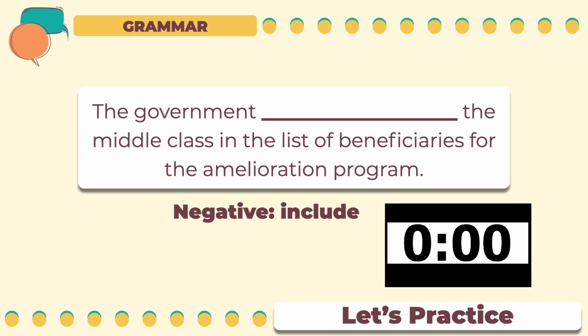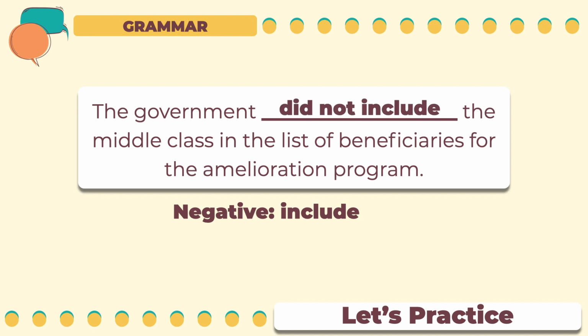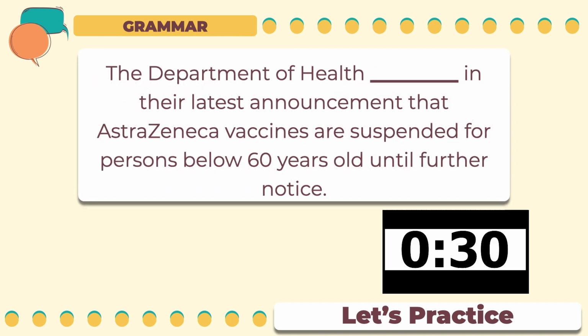The simple past negative form of include is did not include. The government did not include the middle class in the list of beneficiaries for the amelioration program. The Department of Health, blank, in their latest announcement that AstraZeneca vaccines are suspended for persons below 60 years old until further notice. The verb that you should use in this sentence is say. You have 30 seconds to answer.